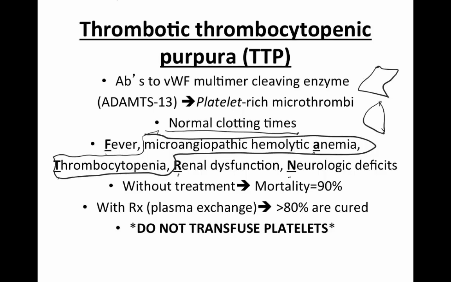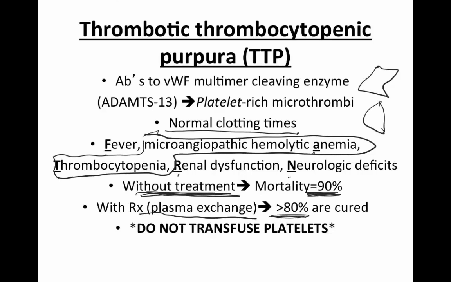The most important take-home message for TTP is without treatment, the mortality rate is sky high. It's 90%. In some older series, it was close to 100%. Generally young people, often young women, and they die within a day or two. The treatment is dramatic. It's called plasma exchange, in which you're pulling off a patient's plasma and giving them someone else's plasma. That works in over 80% of patients. So it's maybe the most dramatic disease in all of medicine.